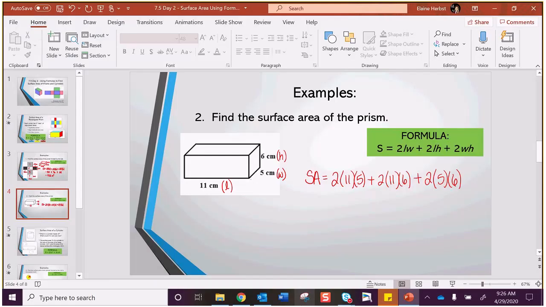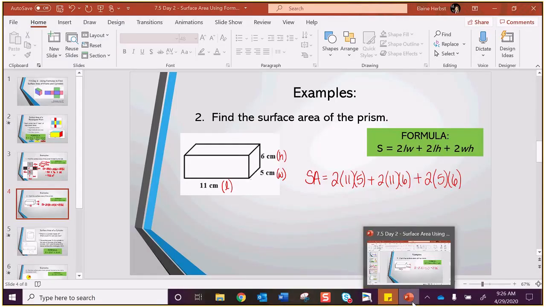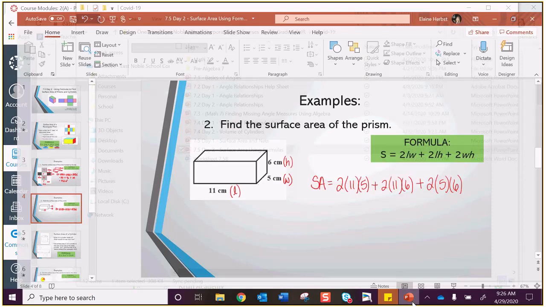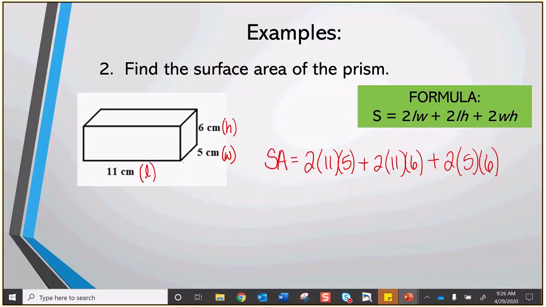I was just looking to see if anyone had typed anything. Whoops. Anyone want to share their answer? I got 302 centimeters squared.